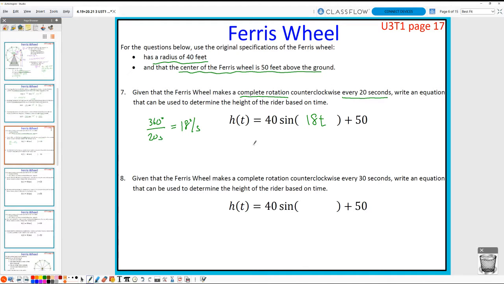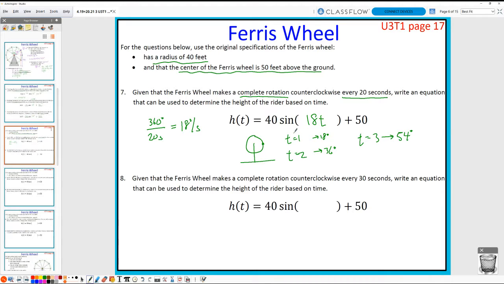So for example, let's say I'm on this Ferris wheel and I know I'm going, let's just use this number, 18 degrees per second. After 1 second, I know that I've traveled 18 degrees. If it's been 2 seconds, I know I've gone 36 degrees. If it's been 3 seconds, it's going to be 54 degrees. And if I wanted to calculate in-betweens, I can do that too.